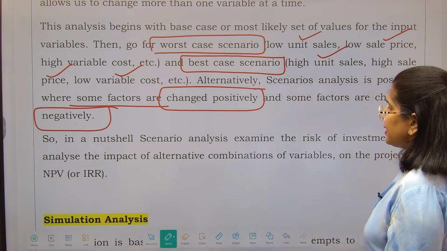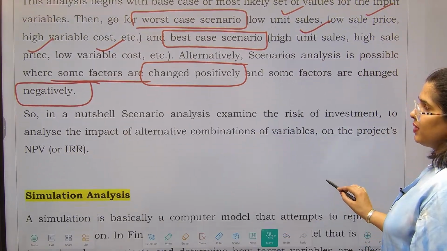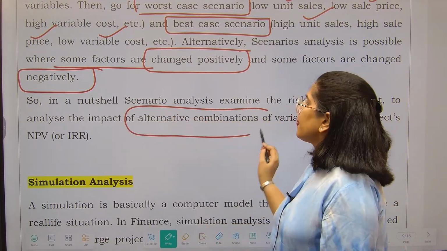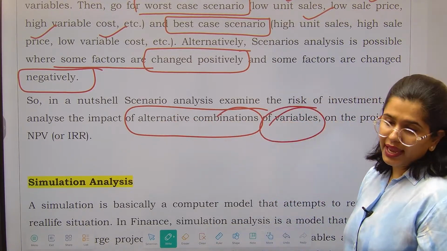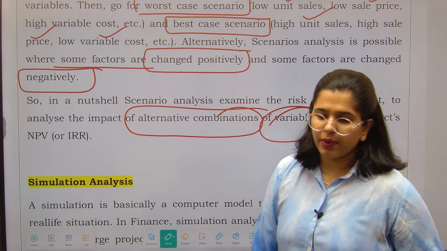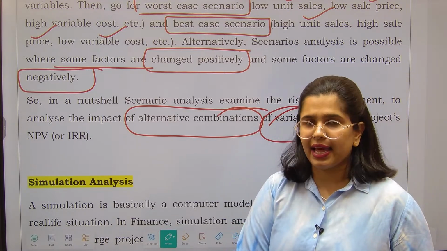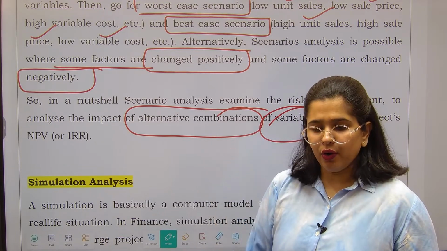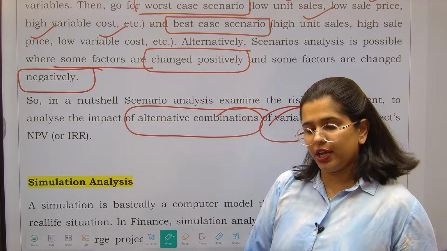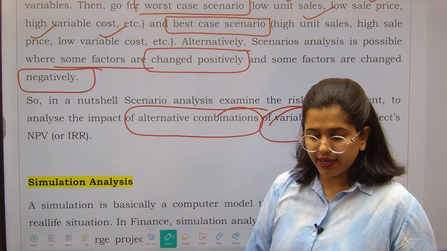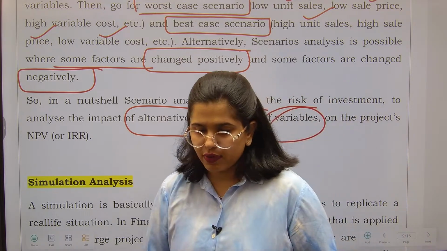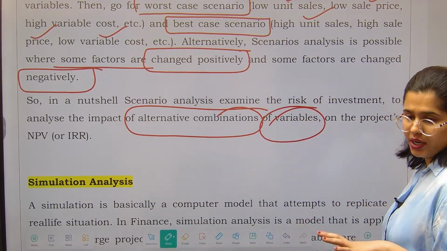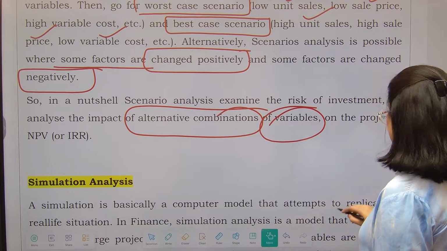So in a nutshell, scenario analysis examines the risk of investment to analyze the impact of alternative combinations of variables onto the NPV. So whatever were the problems in your sensitivity analysis, we have tried to overcome that by doing the scenario analysis. Next we have the simulation. Simulation is a mathematical technique, right? We are using mathematical formulas over here to find out the impact or the risk position in relation to our projects. Let's see what it is.